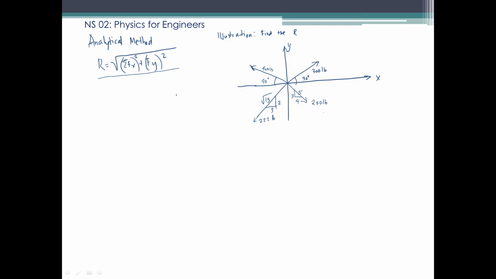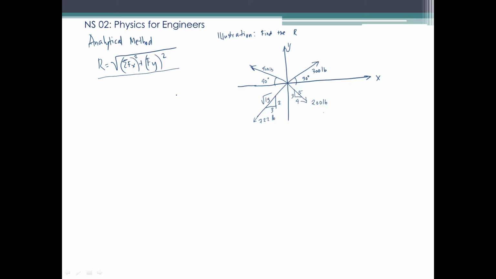Just take note that for the x components of the force, forces going to the right are positive, and going to the left, negative. And for the y components of the forces, going upwards is positive, then going downwards is negative. So to illustrate the analytical method, let us have this one.